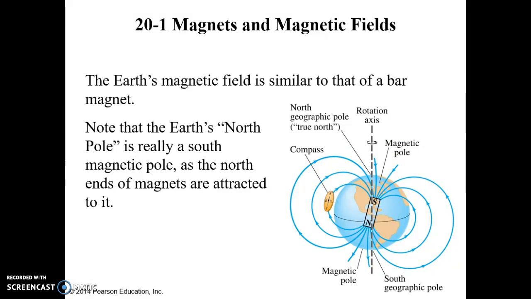Our Earth has a magnetic field surrounding the whole planet and protecting us from the solar storms produced by the sun. A simplified version of the Earth's magnetic field lines is similar to a bar magnet. Note that our so-called magnetic north pole is not aligned with the Earth's rotational axis, and its location moves over time. Also note that the Earth's north pole is really the south magnetic pole, as the north end of magnets are attracted to it.